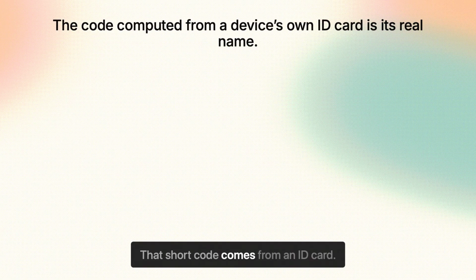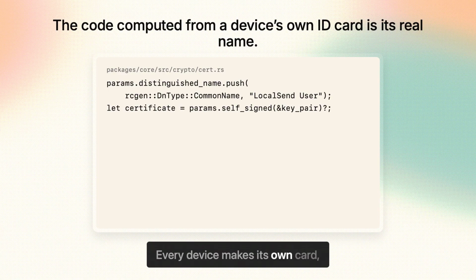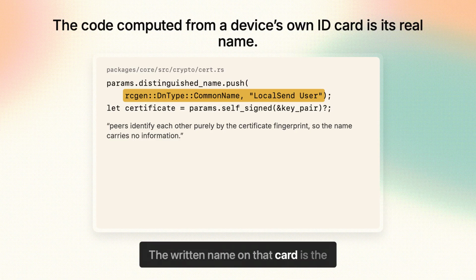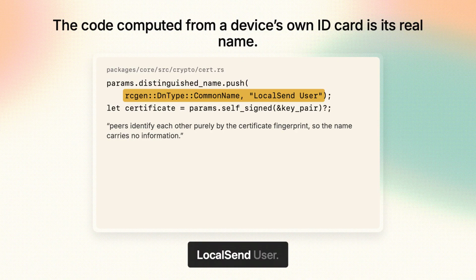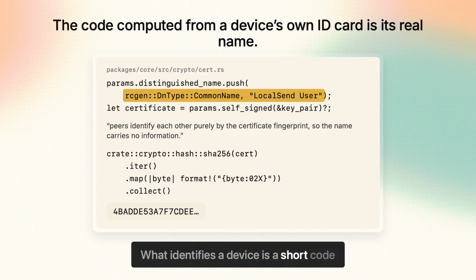That short code comes from an ID card. Every device makes its own card, right there on the device, signed by nothing. The written name on that card is the same two words on every device on Earth: LocalSend User. The name was never the point. What identifies a device is a short code computed from the card. Change one dot of the card and the code comes out completely different.